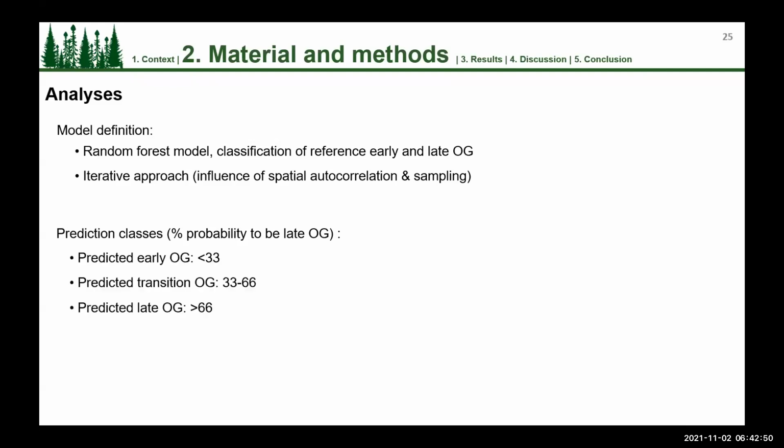To simplify the result, we use 3 different classes: predicted early old growth forest, so under 33% of probability; predicted transition old growth forest, an intermediate class between 33 and 60% of probability; and predicted late old growth forest, where the probability was above 60% to be classified as late old growth forest.